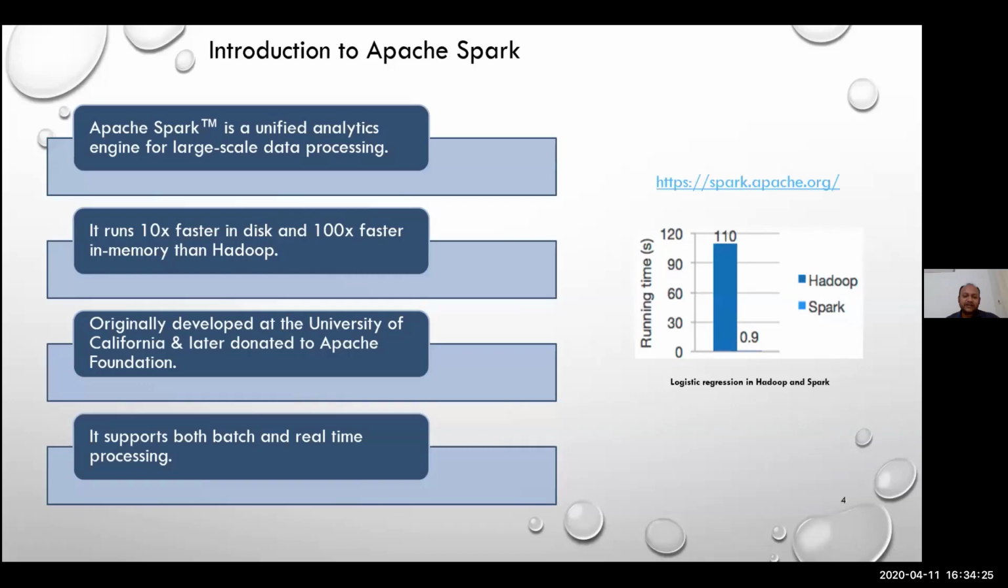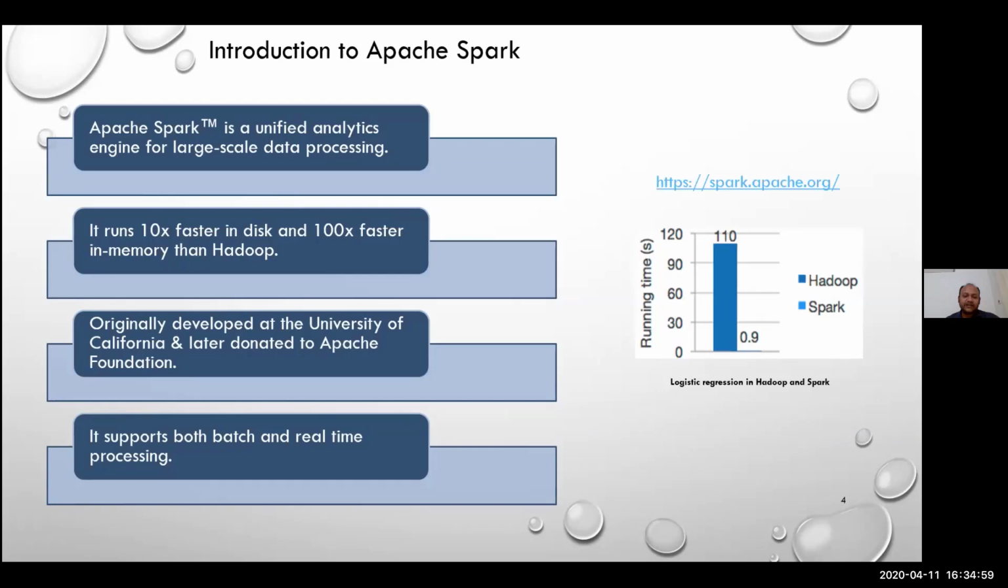It was originally developed at the University of California, and later on it was donated to the Apache Foundation so that people all over the world can contribute and make it a mature product. And it is a mature product, and it is being used mostly for real-time analytics. But it can do both batch and real-time. It not only supports real-time, it also supports batch.